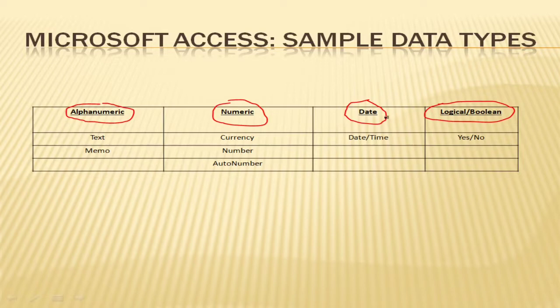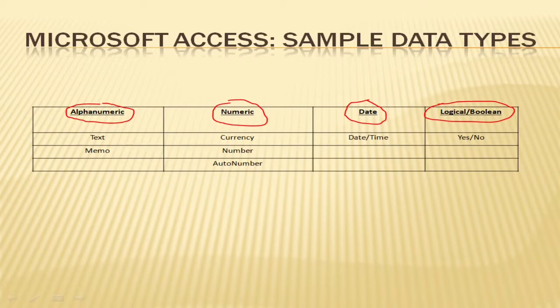Now, alphanumeric, otherwise called text fields, will accept both numbers and text values. Just remember that. While fields that are of the data type numeric will be used to store numbers, right? And fields that are of the data type date will be used to store days, months, and years. So in essence, it's used to store the date, right?